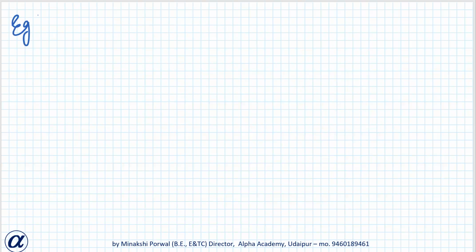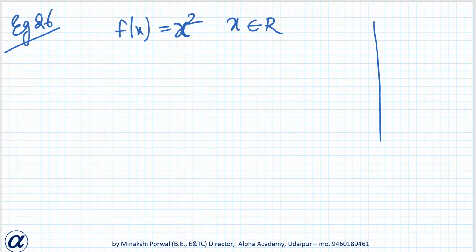Find the maximum and minimum values, if any, of the function f of x equals x square, such that x belongs to the real numbers. So when we plot this f of x equals x square, it will be this way. When x is 0, f of x is 0. When x is 1, it is 1. When x is 2, it is 4.